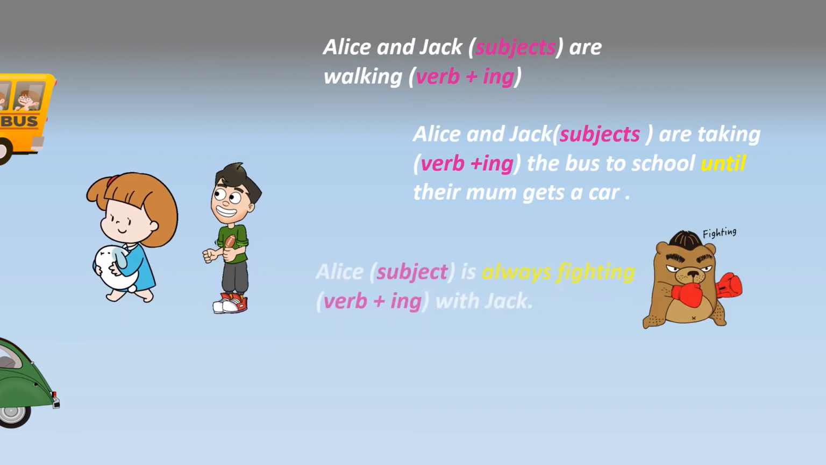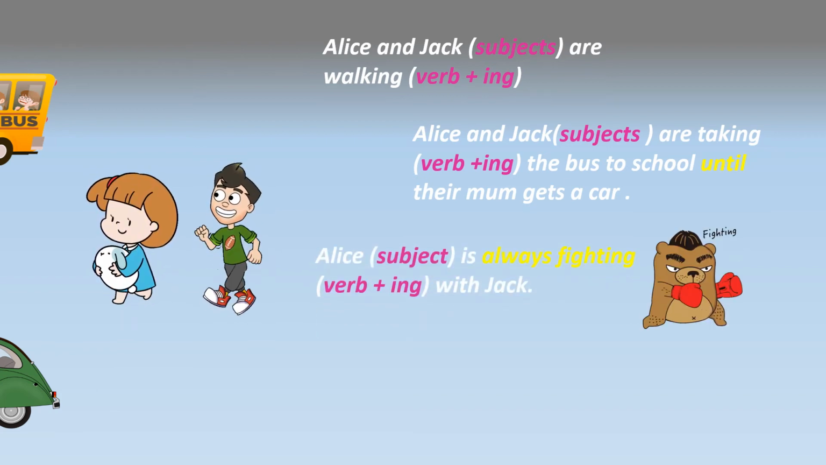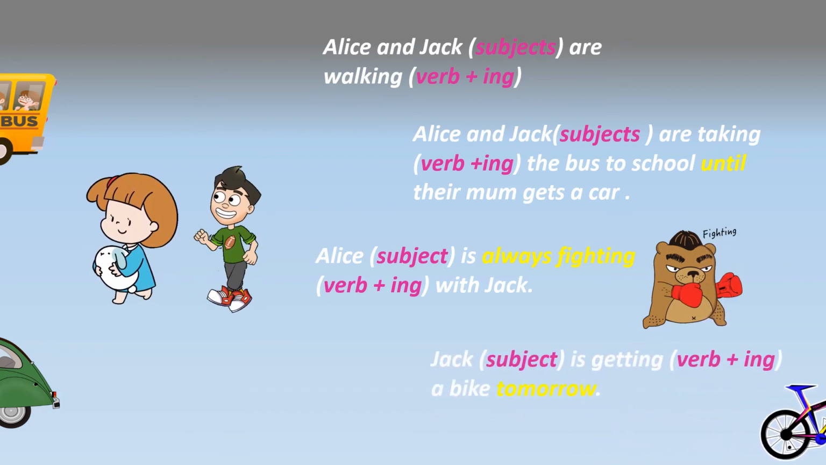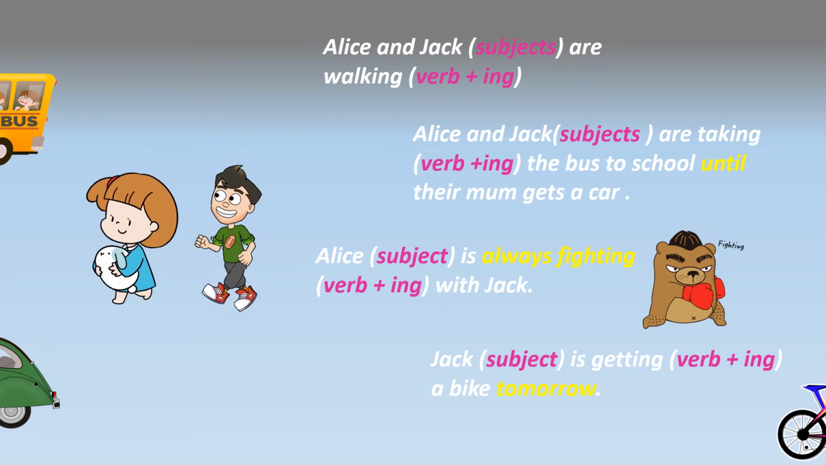Now, we're going to also talk about some annoying habit. And we can say that Alice, the subject, she's one subject, therefore we say is, always fighting. That is the annoying habit. So it's the verb fight with ing on it with Jack. So we can also talk about something that is going to happen soon. And Jack, the subject, is getting. Get is the verb plus ing, a bike tomorrow. Jack is getting a bike tomorrow. This is an arrangement.